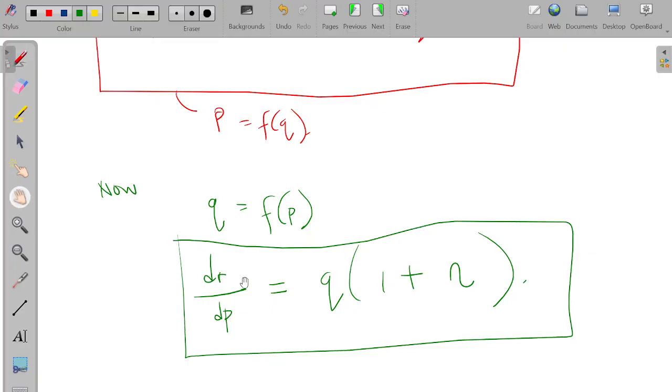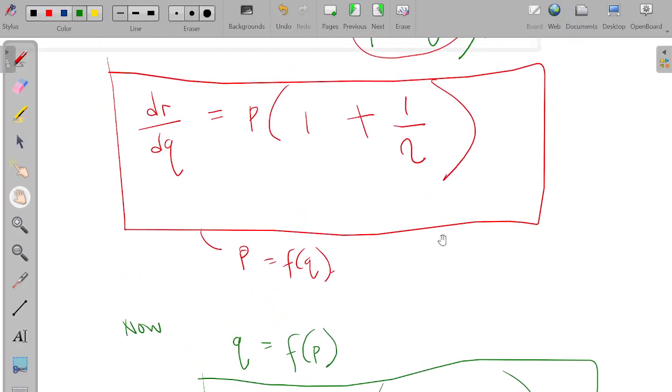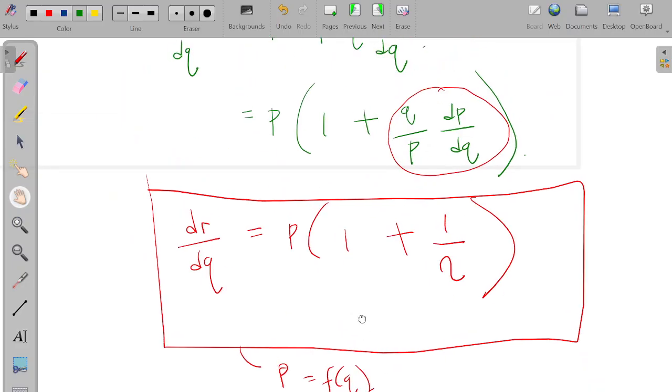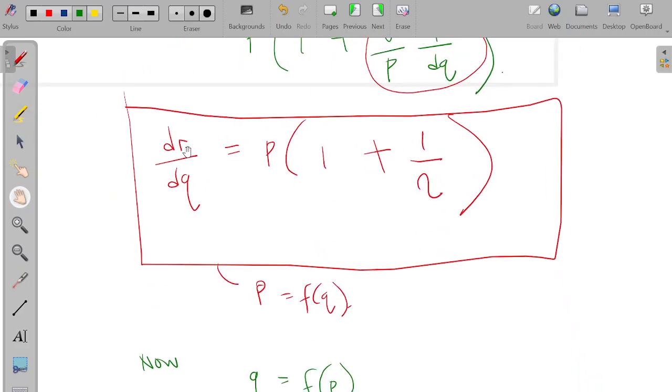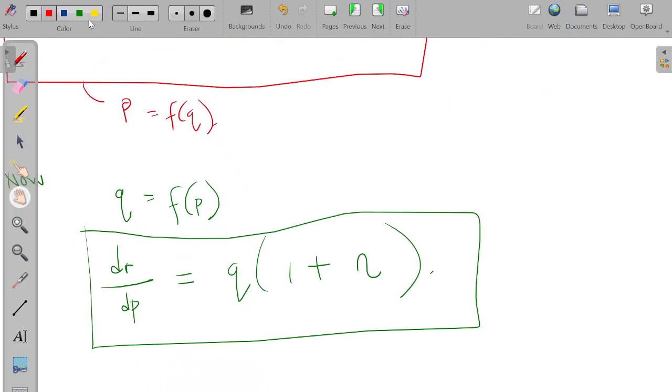Please take note of the difference between the two equations. Now, the change in revenue is the dR over dP, and then we have Q times 1 plus point elasticity. But when it is given in this form, then it is the dR over dQ, and then we have P times 1 plus 1 over point elasticity. Okay, so these two formulas are very important and they are useful for your calculations. Please take note of them. Thank you.